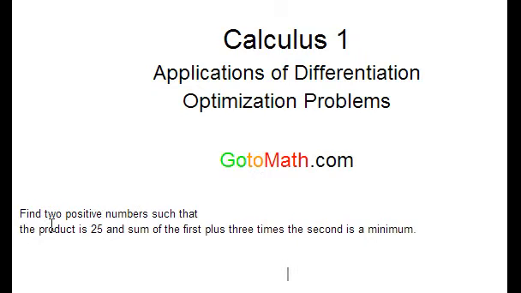And this particular one here, we want to find two positive numbers such that the product is 25 and the sum of the first plus 3 times the second is a minimum. So we're going to set up our primary equation, our secondary equation, and then go through the proper steps to finding these two positive numbers.